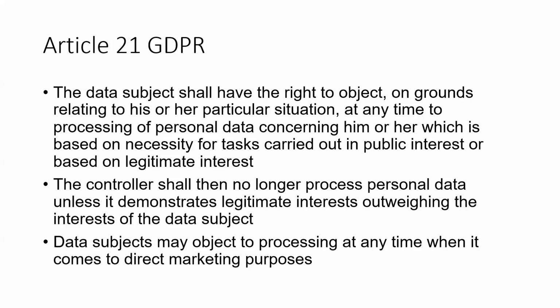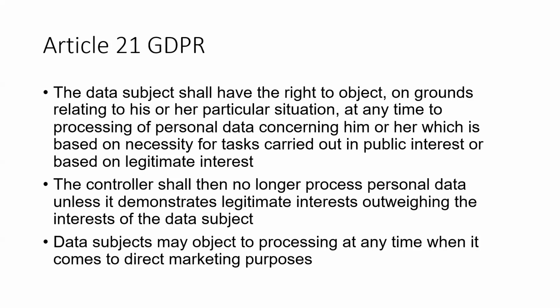So basically, we first have the right to say no, and then we have the part that tells us to only say no in cases where it's based on legitimate interest or for necessity for a task carried out in public interest. Then we have the next paragraph saying the controller shall then no longer process personal data unless it demonstrates legitimate interests outweighing the interest of the data subject.